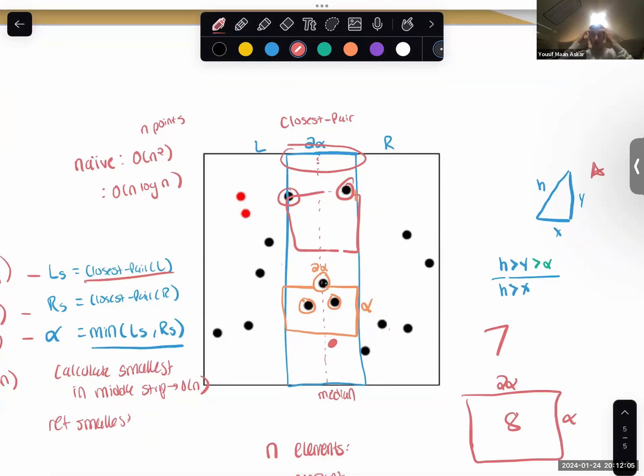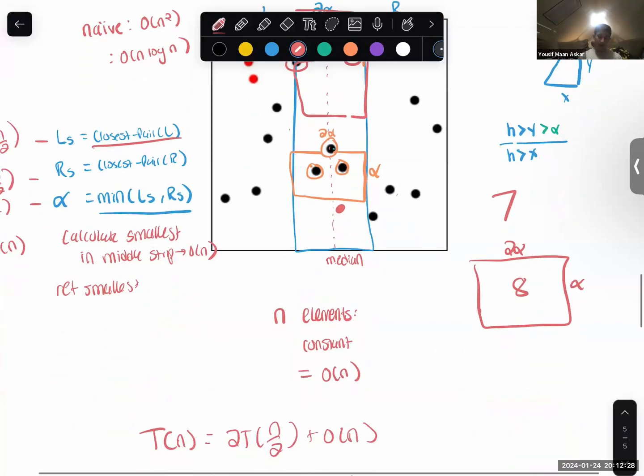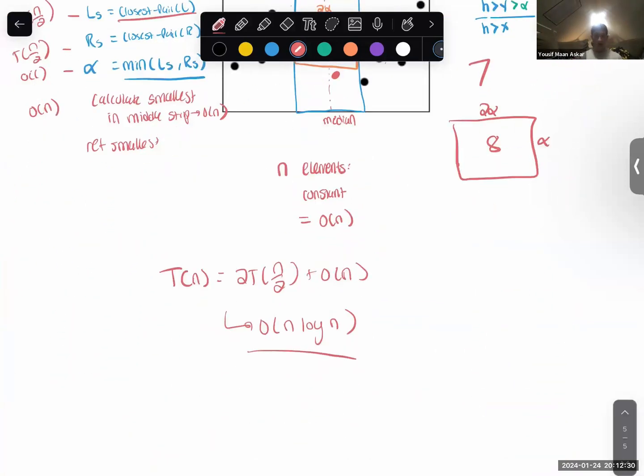So when we understood that, we realized that the number of distances we're going to have to calculate per point in our strip is going to be a max of 7. So we have O of n elements times 7, a constant number of comparisons, which makes that O of n. And then once we calculate all the smallest distances, we do that for everything, we return our smallest, which is exactly what we want. And in the end, that becomes an O of n log n algorithm.